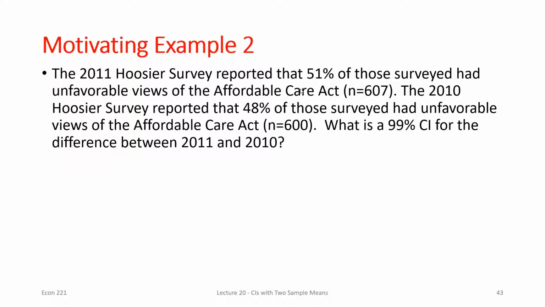And I think I'm using this more so to think about what we can do with these confidence intervals. So in 2011, it was 0.51. 2010, it was 0.48. Those are two sample proportions, but what are they talking about? Well, they were asking whether or not people had unfavorable views of the Affordable Health Care Act. So in 2011, 51% of people had unfavorable views of it, 48% in 2010. Okay, so I'm still taking the 2011 value minus the 2010 value, right?